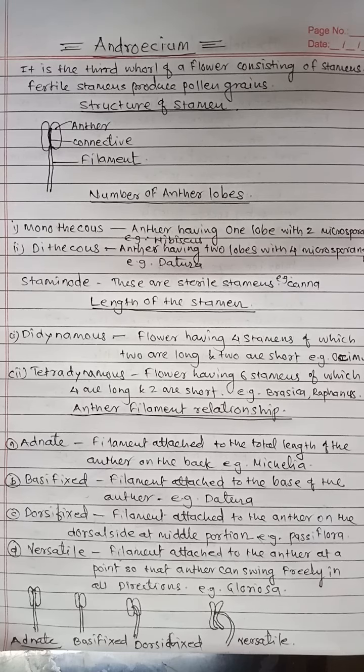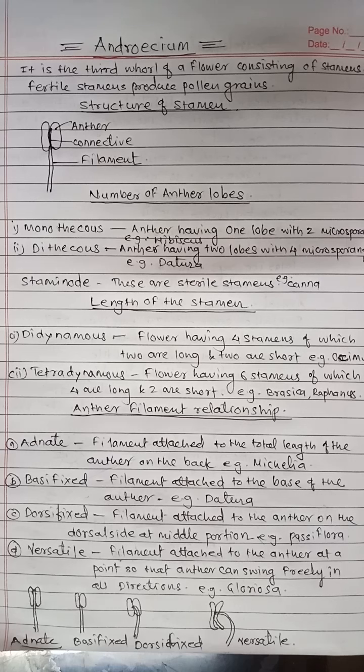Then the fixation of the anther to the stamen. The mode of attachment of filament to the anther by connective is called fixation. It is of following types: adnate, basifix, dorsifix and versatile. In adnate, the filament gets attached to the total length of the anther on the back.